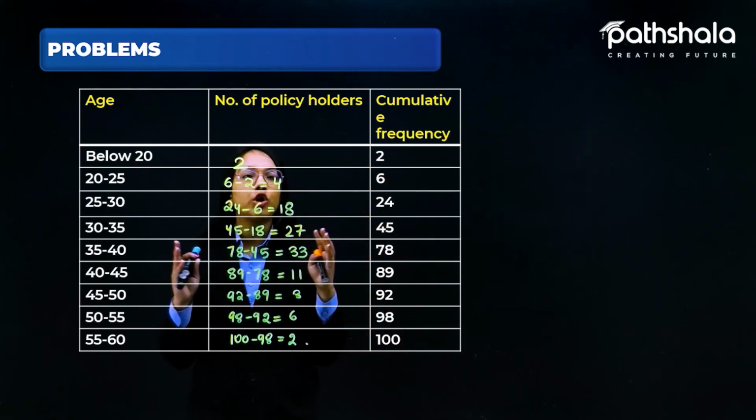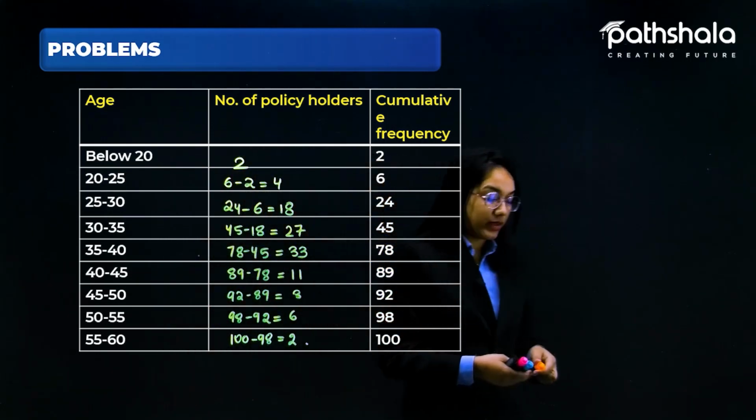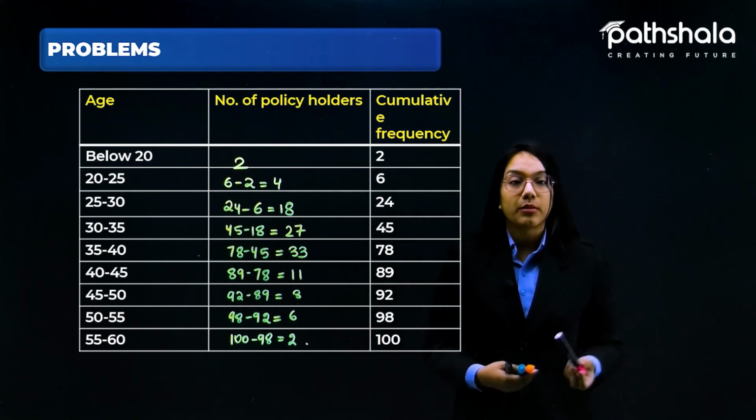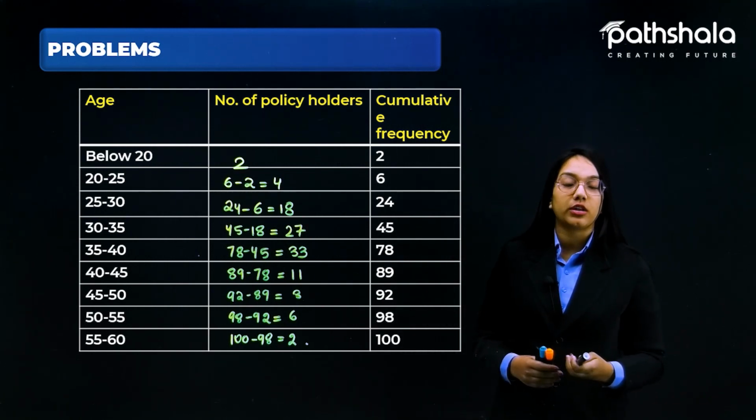Now let's talk about the cumulative frequency. What is the cumulative frequency? Cumulative frequency is actually nothing but the sum of the frequencies for the respective classes.